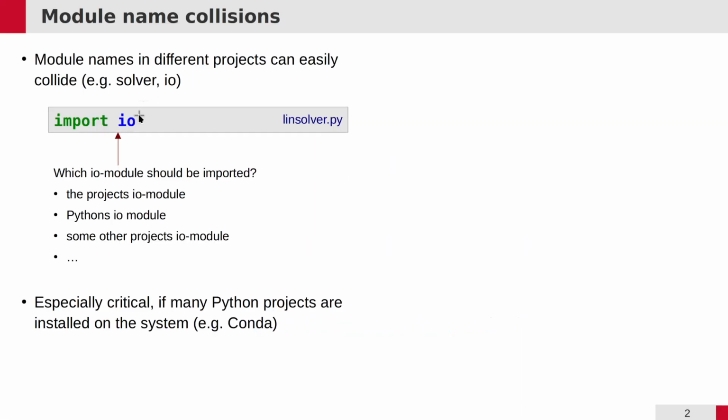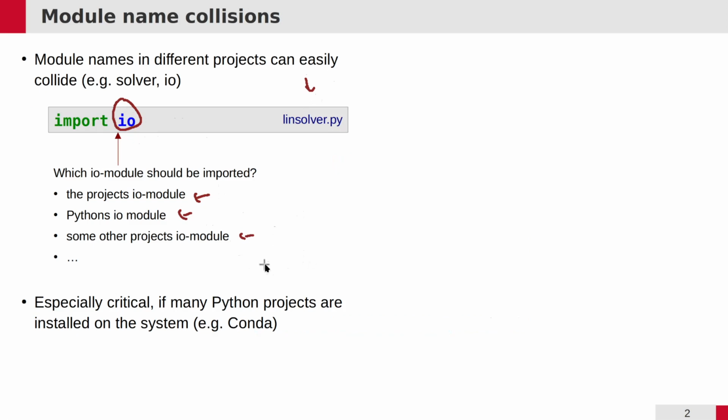Let's assume we have our linsolver project where we are programming our linear solver for linear systems of equations as we did in this course. And then we want to import an IO module. Actually, we want to import our IO module, which means the IO module which contains the input-output functionality of our project. But if you just write import io, which IO module should be imported? We could mean the project's IO module, or Python's IO module, because Python itself has an IO module, but it could also be some other project's IO module which we wanted to import and reuse here.